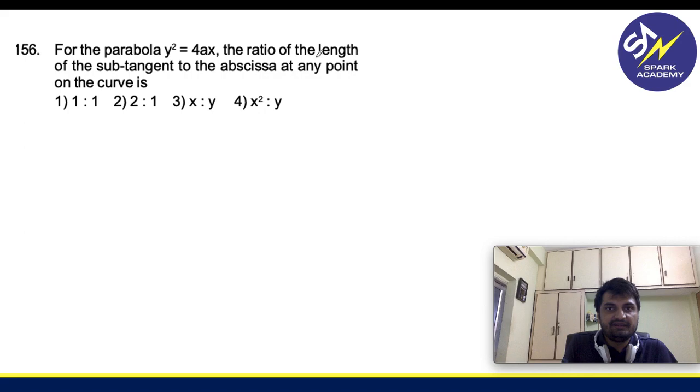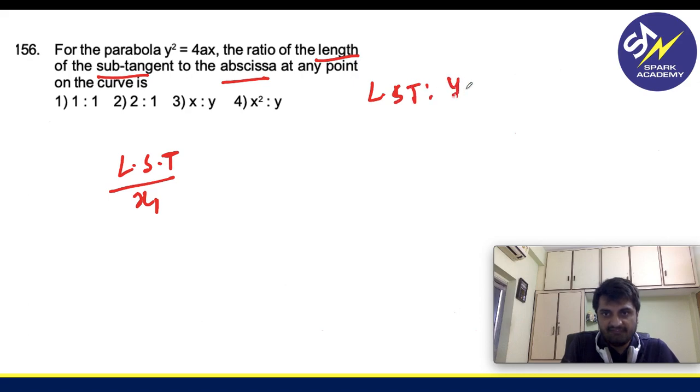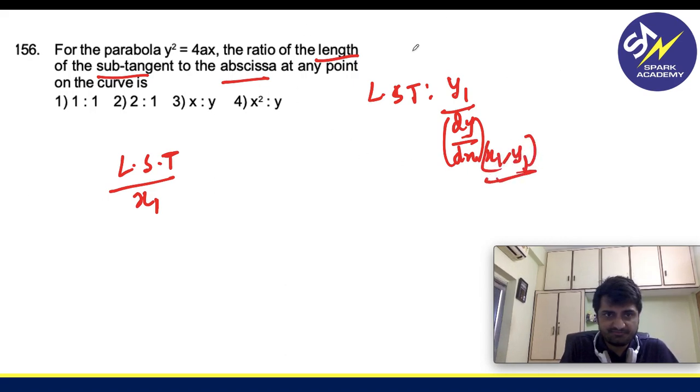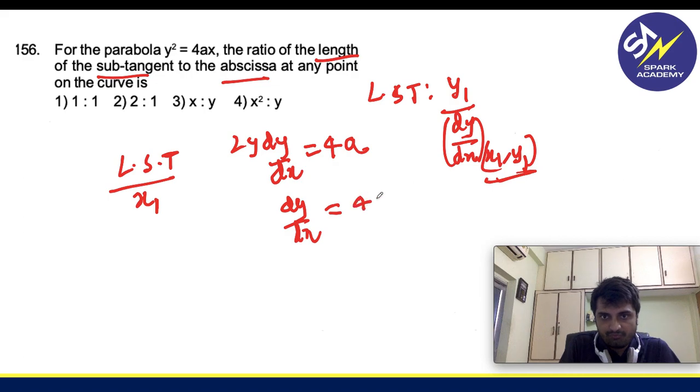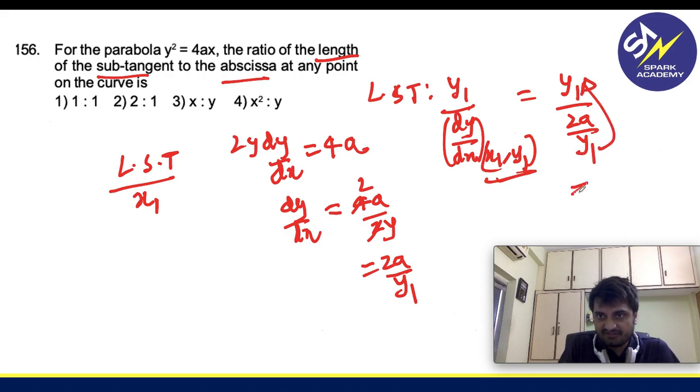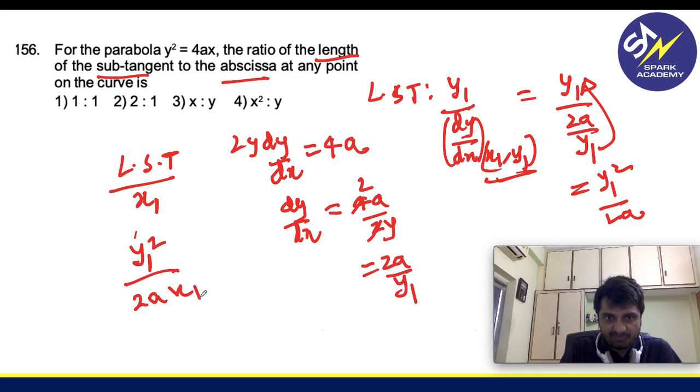Next, for the parabola, the ratio of the length of the subtangent to the abscissa. So length of subtangent to abscissa means what? x1. How will you find out the length of subtangent? y1 by m. m is what? dy by dx basically. x1, y1, we'll keep it as it is. So what is dy by dx, guys? 2y dy by dx is nothing but 4a. So dy by dx now will be 4a by 2y. 2 goes 2 times, so it will be 2a by y1. So this is y1 by 2a by y1, or y1 goes to the other side. y1 square by 2a I'm getting. So the length of the subtangent is y1 square by 2a, and x1 is what we are getting, correct?